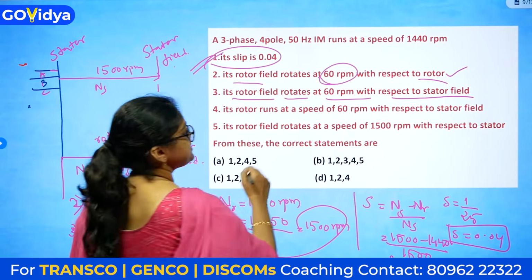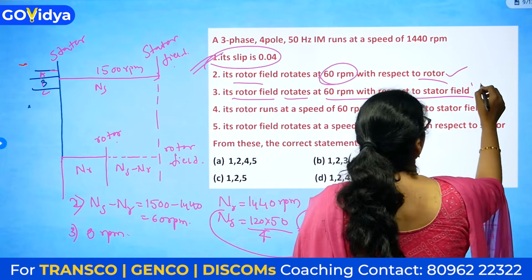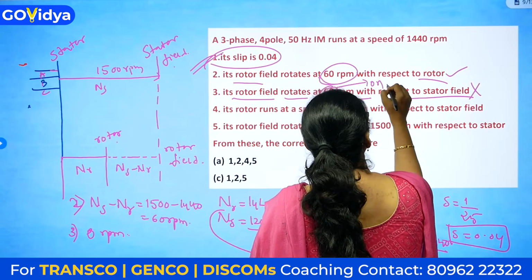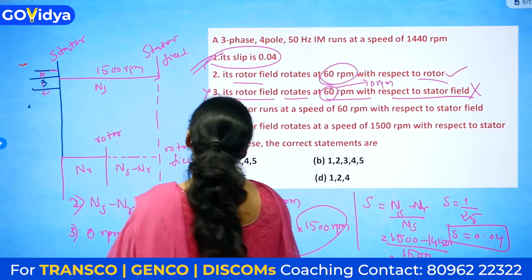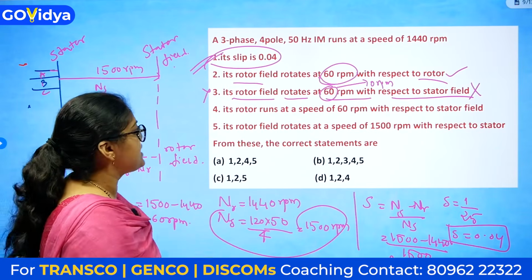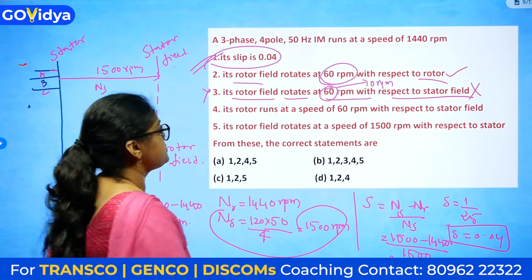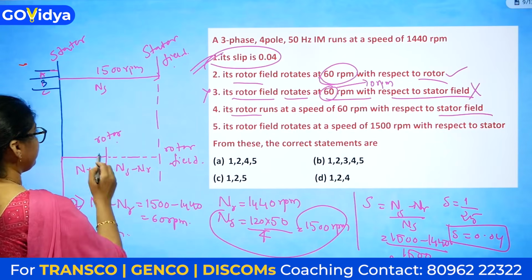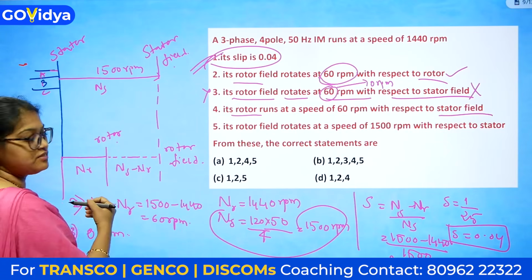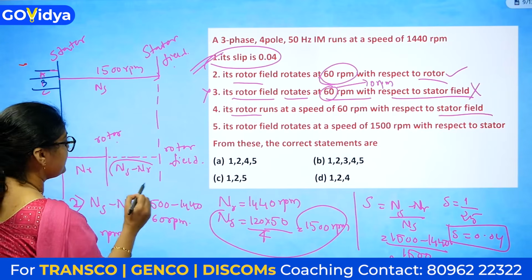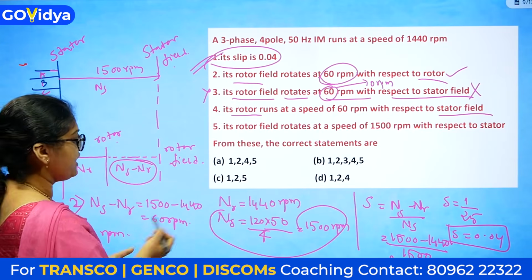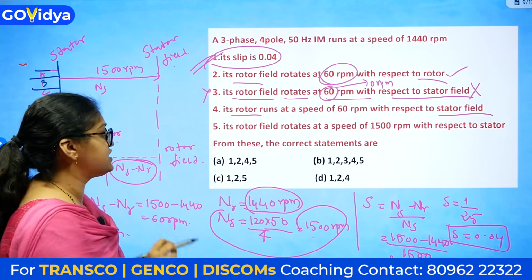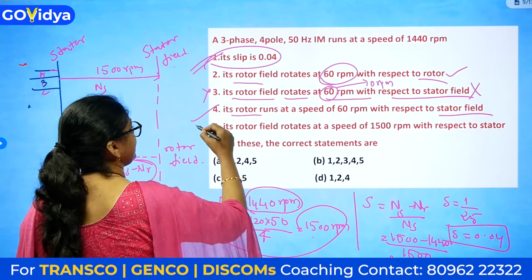Clear? So option 3 is wrong, because we will get 0 rpm here. Next, the fourth one: its rotor runs at a speed of 60 rpm with respect to the stator field. What is the relative speed between the stator field and the rotor? That will be NS minus NR. Already we know NS is 1500 and NR is 1440. The difference is 60 rpm. So the fourth option is correct.